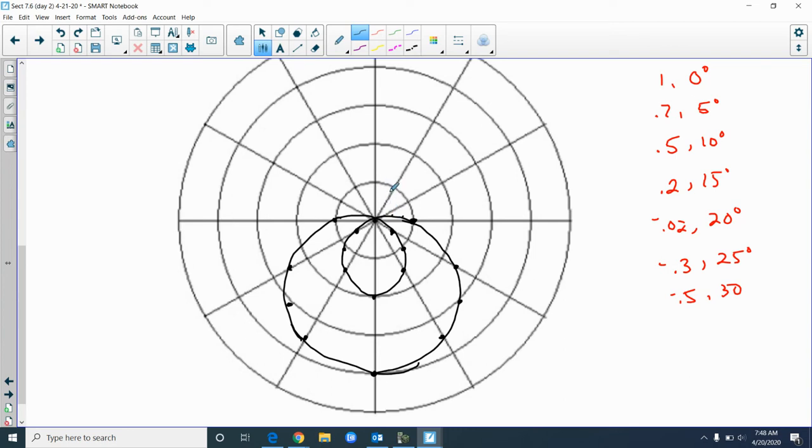Now, isn't that cool? That is like no other equation we've ever graphed before. It's not a parabola, it's not a hyperbola, it's not an ellipse. These are a totally different shape. And that's the thing about polar graphs. You can get some amazing looking shapes from these.